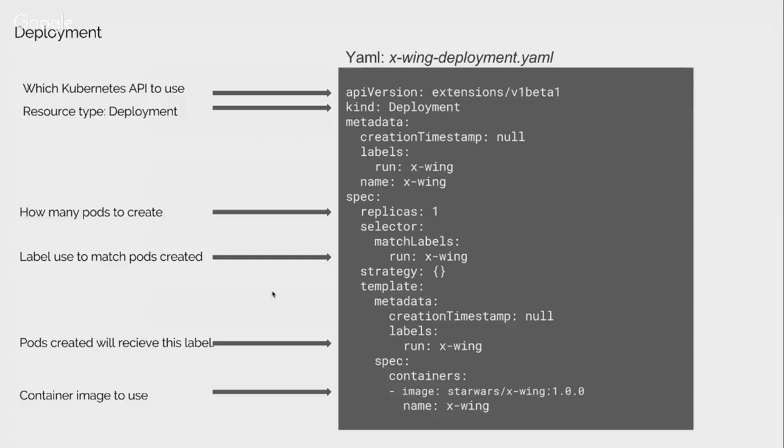We're just creating one pod here, and Kubernetes uses labels to find things within the cluster. So here it's saying, okay, you're going to create some pods. You're going to label them X-Wing, and when the deployment is pushed, it's going to create these pods and give them the label X-Wing. And then down at the bottom here, we're just saying what container image to use. That container image could be pulled from anywhere.